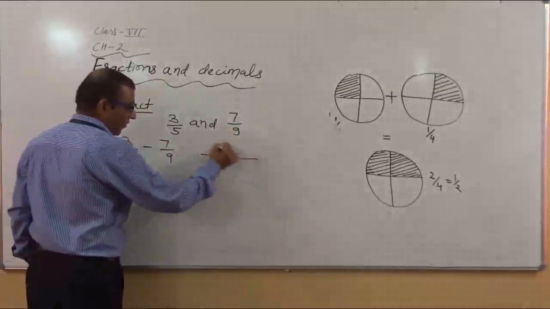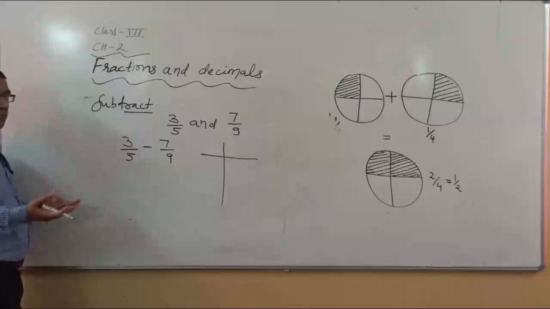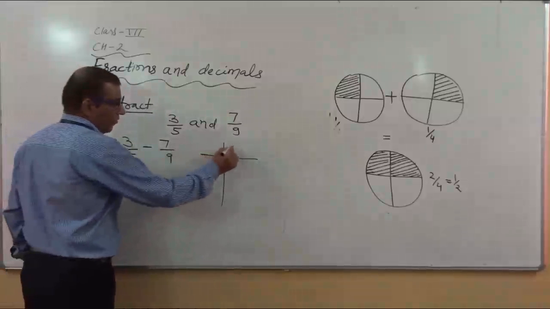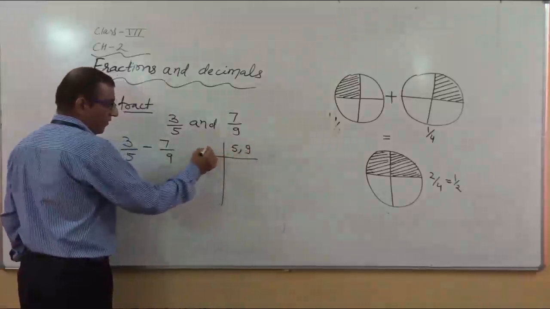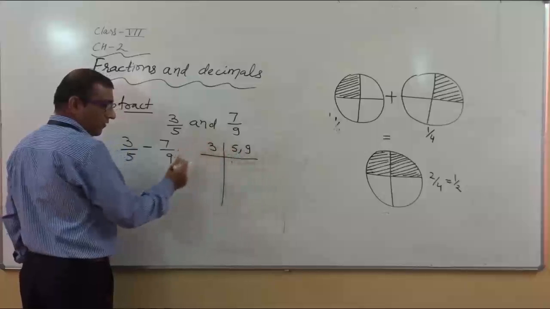Again we will go with LCM. As I said, it is better you go with this method. So if 2 fractions or more fractions are there, no one faces difficulty. So how will we take the LCM of 5 and 9? We will divide by 3, because 9 comes in the table of 3.